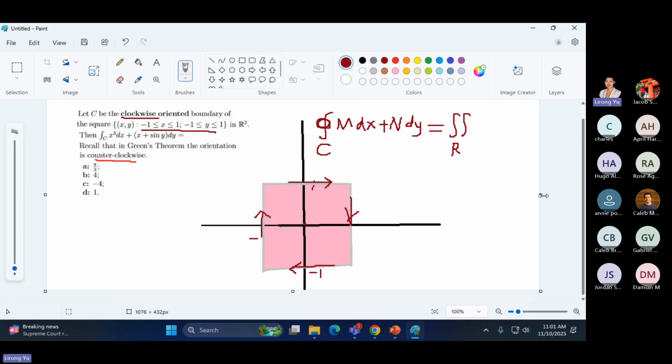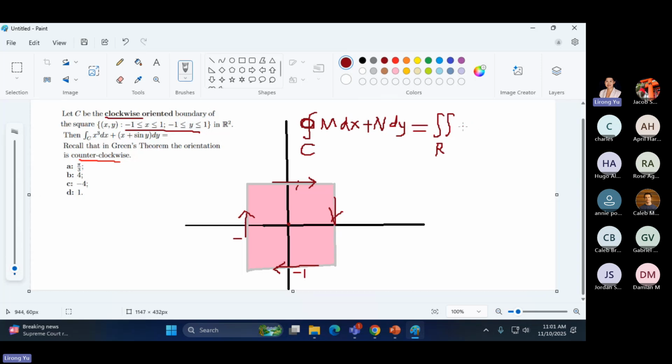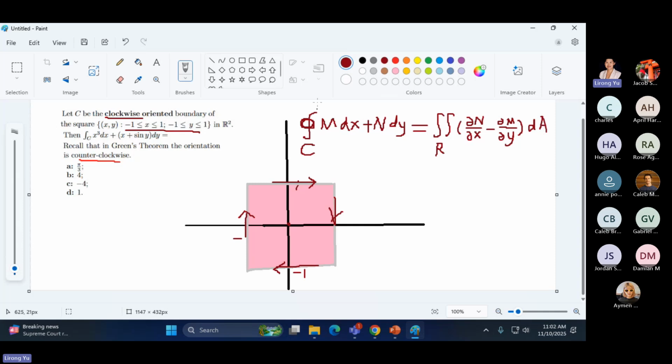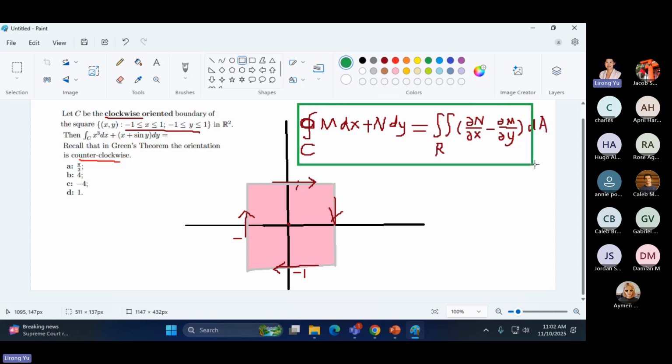But this is the part that you have to remember: dN/dx minus dM/dy, partial derivatives. Remember, N and M both represent multivariable functions. That's why we have partial derivatives instead of derivatives. Okay, so this is trying to review Green's theorem.